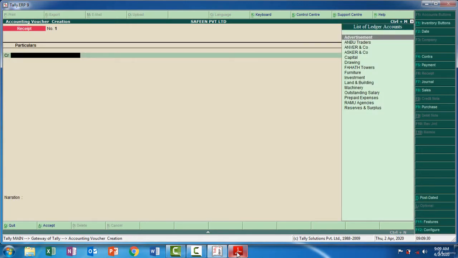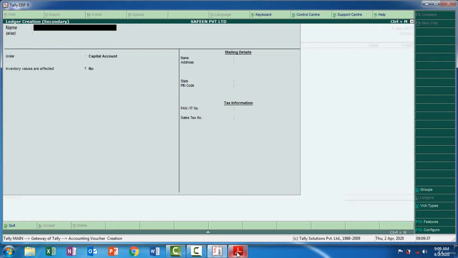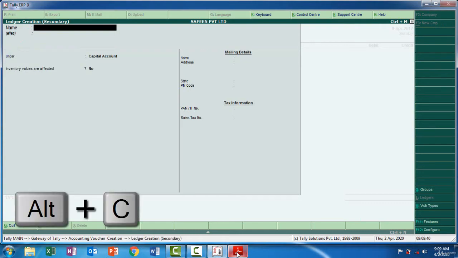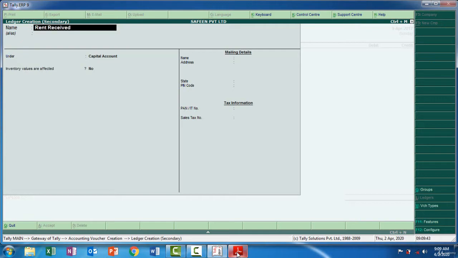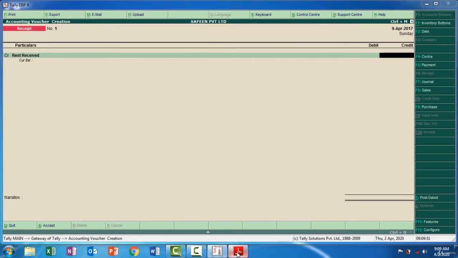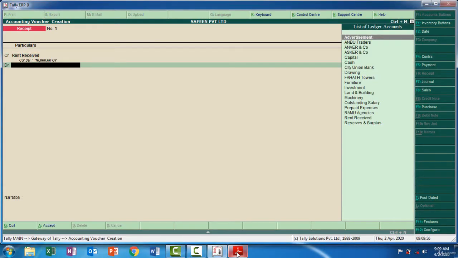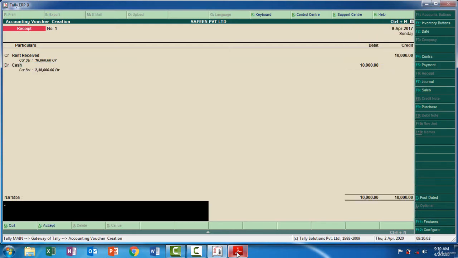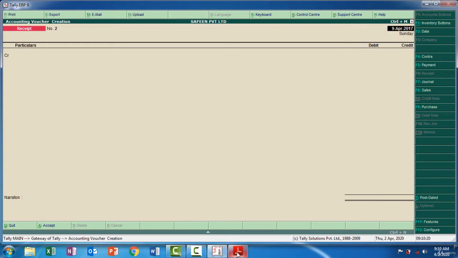And then credit is, what is the credit? Rent received account. There is no rent received account, so I need to create it. Alt plus C, and I'm going to type rent received, under indirect income. The amount is 10,000. I'm going to enter 10,000. The debit is cash account, so I choose cash, 10,000. The narration is rent received 10,000. Then yes.